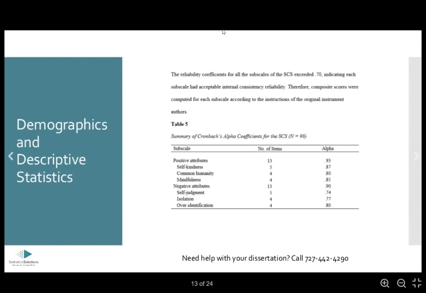Now, in this example, we are presenting the reliability coefficients for the subscales that are used to collect the data. So in this case, they are looking at a number of different subscales. So we've got some positive attributes, self-kindness, common humanity, and it goes on from there. And to present this information, the writer is presenting how many items are in each subscale, so how many questions are in it, and then the Cronbach's alpha coefficient. And again, this information may already be available in previous literature, but you also may be able to calculate it yourself in the software that you're using.